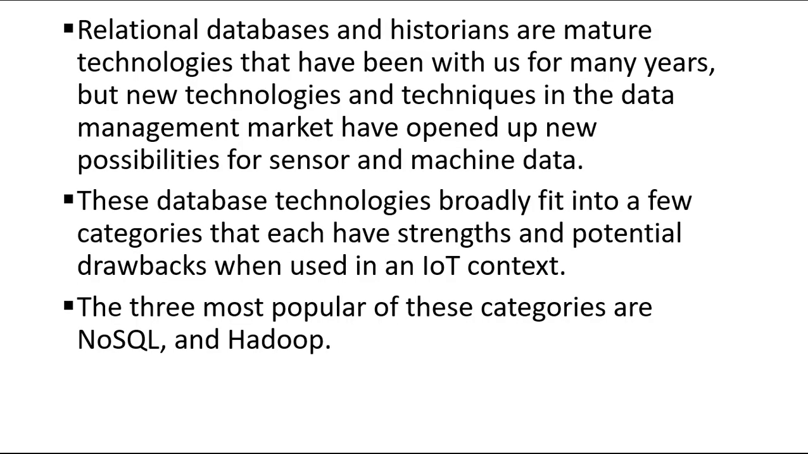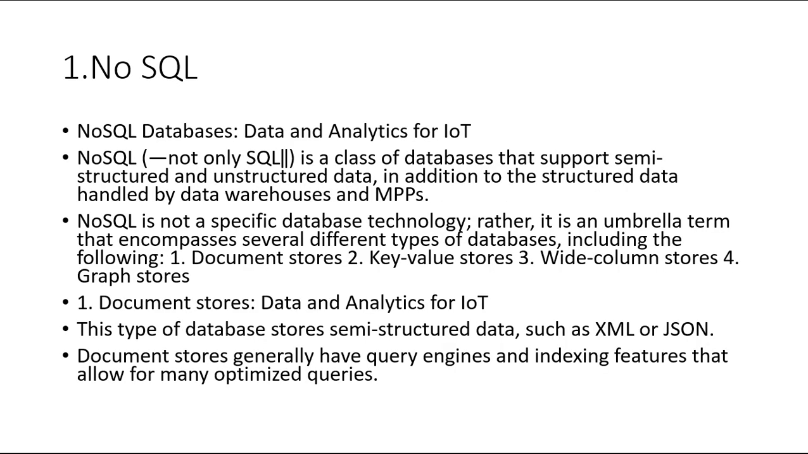NoSQL databases in IoT. NoSQL databases are great for the IoT. They can handle all kinds of data, structured or not. There are four types. First one is the document stores. Data analytics for IoT. This type of database stores semi-structured data such as XML or JSON files. These document stores generally have query engines and indexing features that allow for many optimized queries. Document stores for files like JSON or XML.